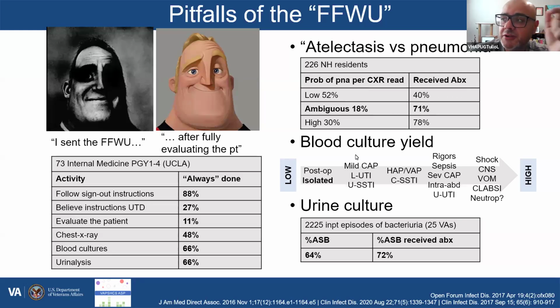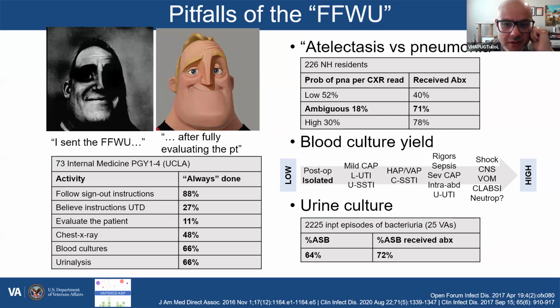Similarly, your blood culture yield depends on your presentation. So when you have a patient that's immunocompetent with only a fever and no other symptoms, your blood culture yield is very low, around 1%. And then, as we know, asymptomatic bacteriuria is a huge issue. This is just data from the VA where we basically treat around 72% of patients with asymptomatic bacteriuria, just because it's really hard to not be tempted by that positive culture when you see it.